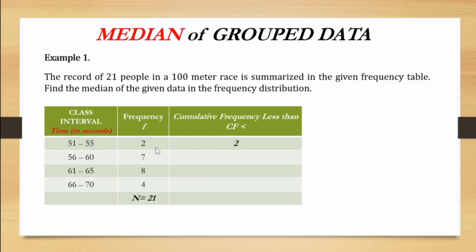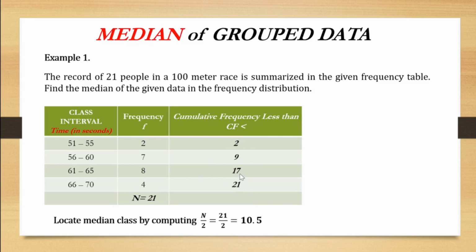All we need to do is copy the frequency, copy the 2 as our starting point, and then to get the next cumulative frequency less than, we add 2 plus 7, which is equal to 9. Next, we add 9 plus 8 to get 17, and 17 plus 4 to get 21. So we already have our cumulative frequency less than.